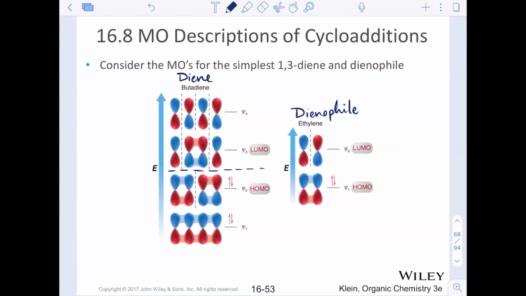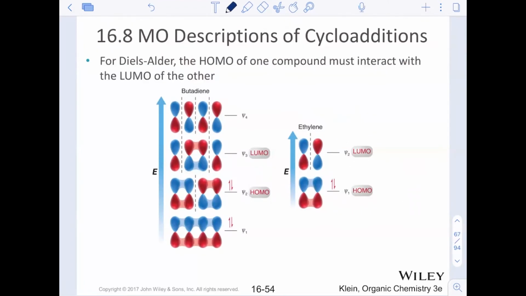Now for the dienophile, we're just going to say ethylene, the common name for ethene, just a plain old carbon-carbon double bond. It has 2 p orbitals, and so there are 2 molecular orbitals. It has its own HOMO and its own LUMO. And we have to really understand for the Diels-Alder that the HOMO of one must interact with the LUMO of the other. And that's truly what is actually happening.